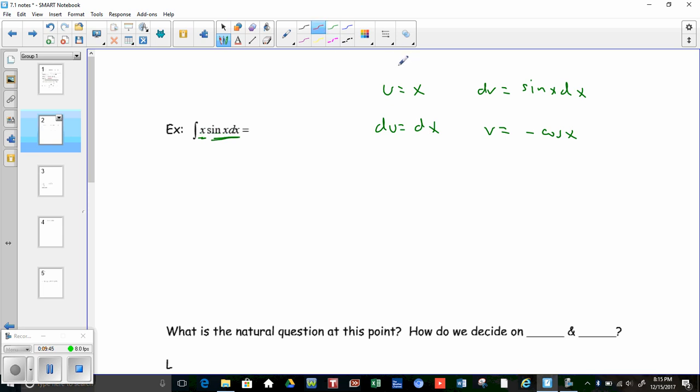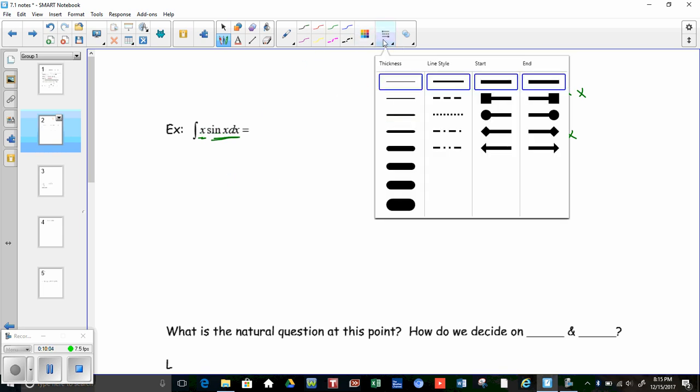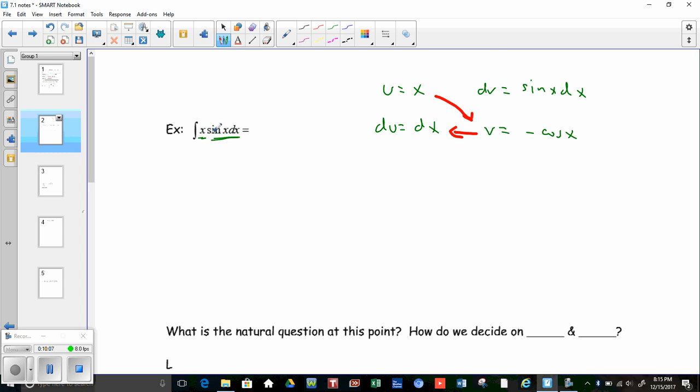Okay, so the pattern says if I want to find this integral, it is u times v minus the integral of v du. And it's okay if you got to keep going back and referencing that for right now. You'll get it eventually. So if I go ahead and write this down, this thing equals uv, which is x times negative cosine x, so negative x cosine x, minus the integral of v times du. Well, that's going to be negative cosine x dx.